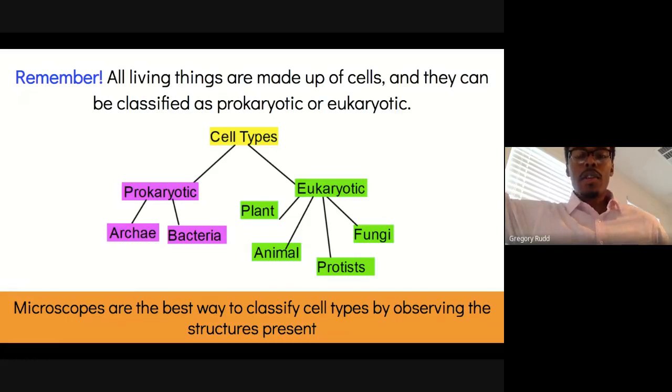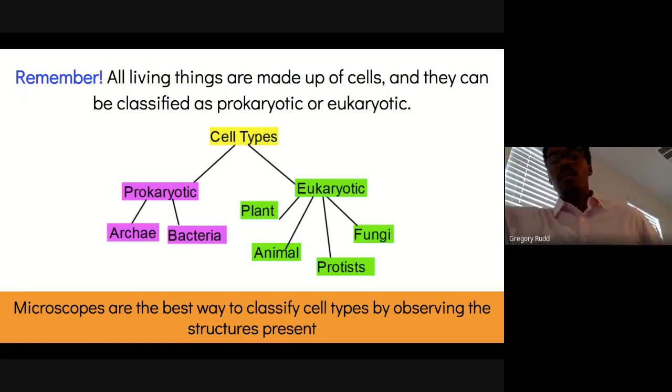But we use microscopes to be able to classify these cells, and this really gets into the history of science because we use these microscopes to really understand some of the functional and structural differences between these cell types. So microscopes and the advancement in microscope technology has really allowed us to better understand the differences between these cell types.